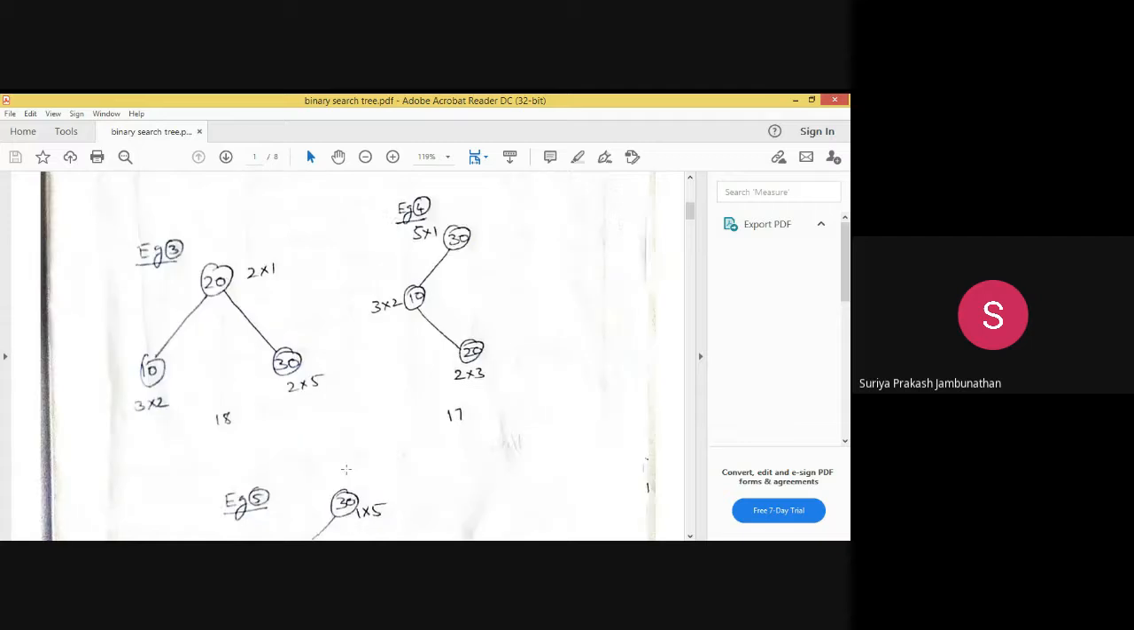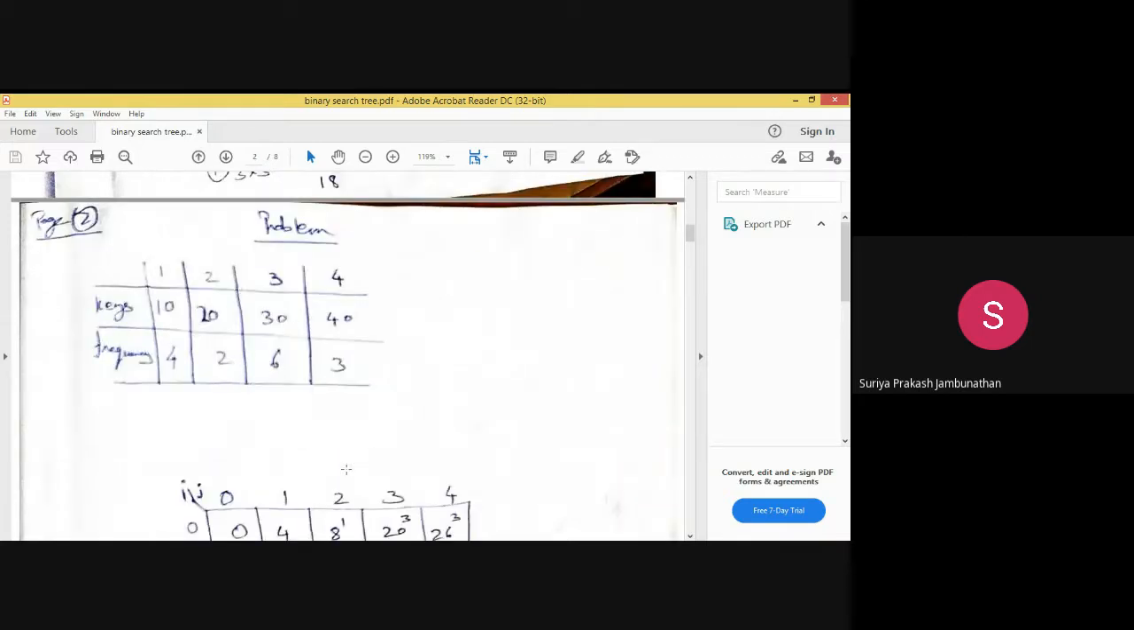So let's enter into the problem statement. Let's see the problem. We are having the key values and the frequencies for the given problem. The key values are 10, 20, 30, 40. These are the key values.